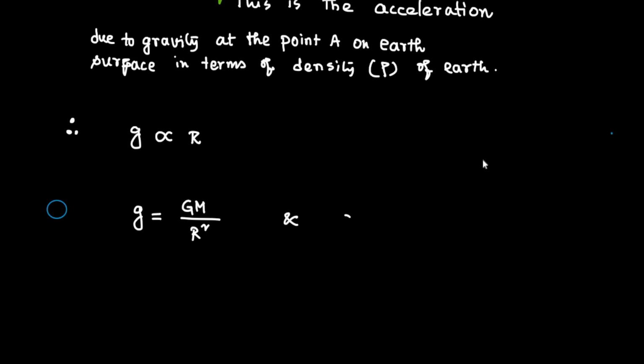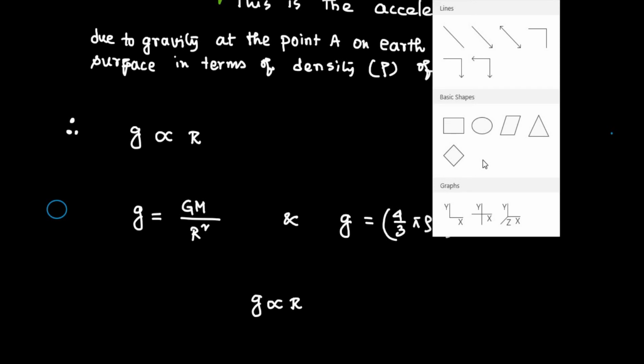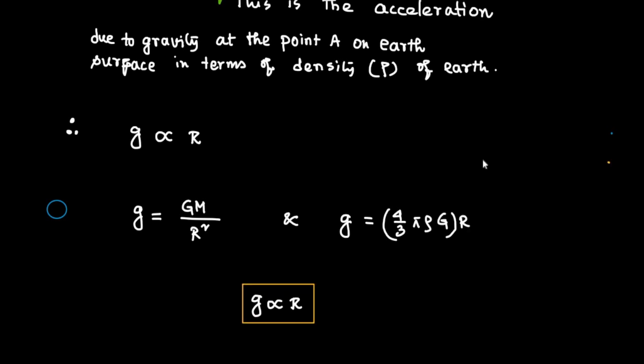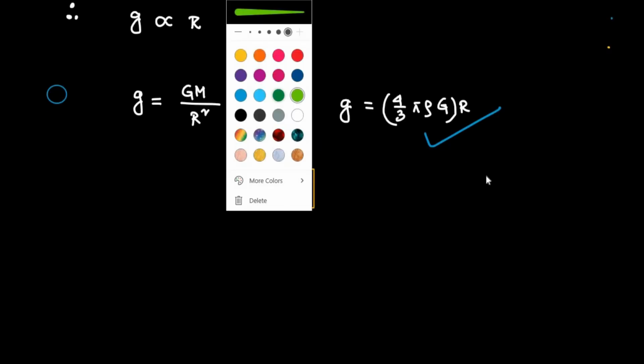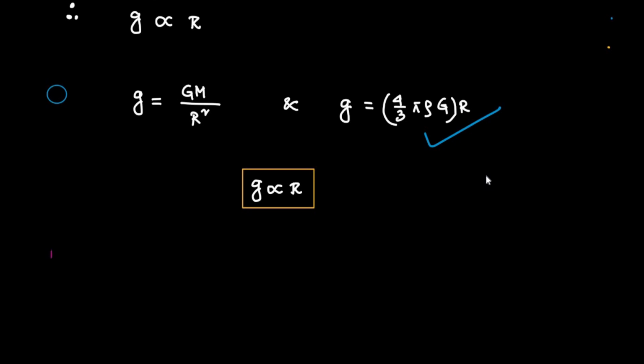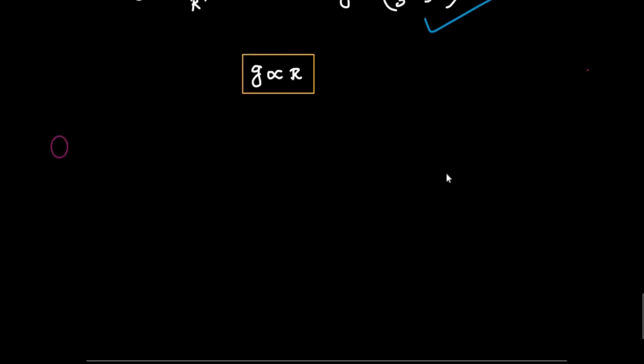We have two expressions of acceleration due to gravity, that is small g equals GM by R square and small g equals 4 by 3 pi rho G into capital R. But we have to accept the second expression, therefore g is proportional to capital R. Greater the radius of the planet, greater will be the acceleration due to gravity on the surface of the planet.